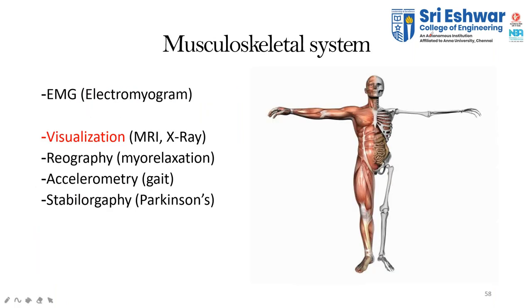And next is the musculoskeletal system. The combination of the previous two systems, the skeletal system and the muscular system, is commonly called the musculoskeletal system. So EMG, what is EMG? This is the analyzing process of muscle. Muscle is diagnosed with the help of EMG technology, electromyogram, and visualization: MRI, X-ray, radiography, accelerometry, stereography. These are some visualization techniques of the musculoskeletal system.